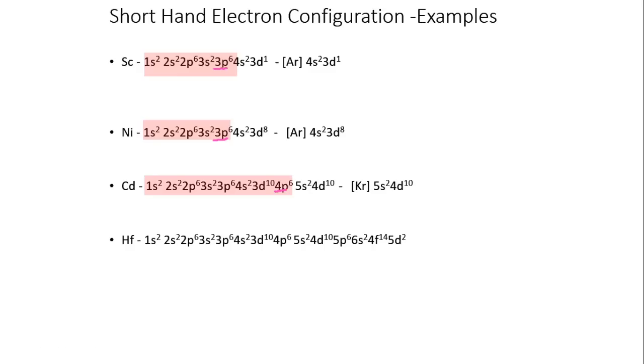And then lastly, hafnium, the last completely filled p orbital is 5p. So everything from 1s2 to 5p6 is represented by xenon. So the electron configuration would be xenon 6s2, 4f14, 5d2.